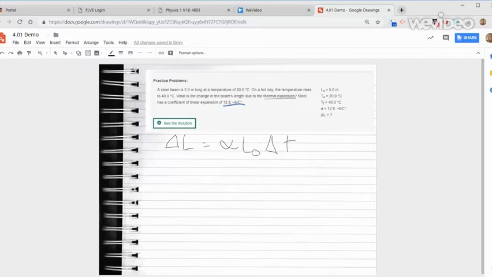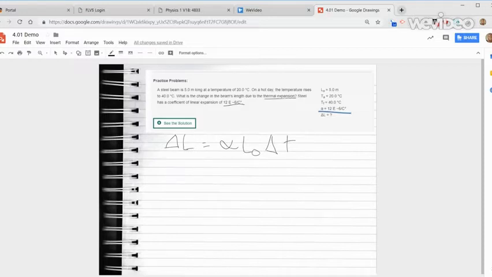The givens are nicely enough listed for us here on the side. So we know the original length, L0. We know the original temperature. We know the final temperature, and we know alpha, the coefficient of linear expansion. So with those, we can do a little bit of side work to fill in all the variables that we will need.